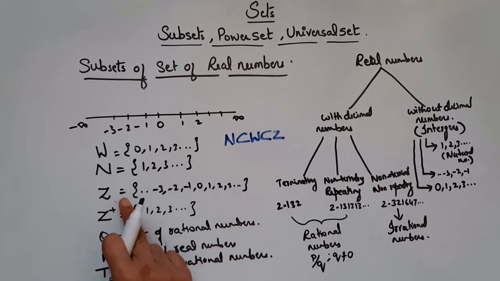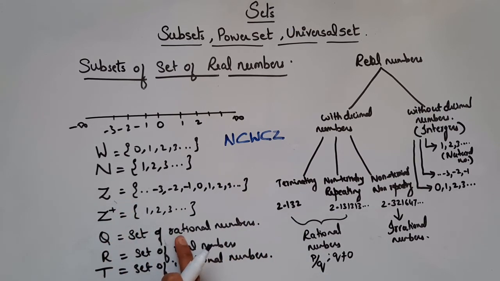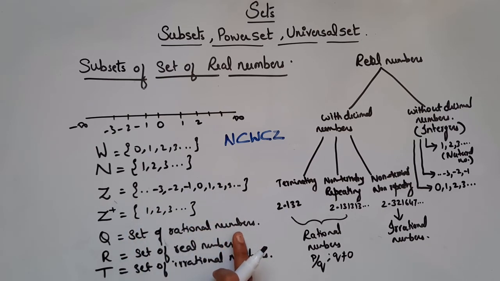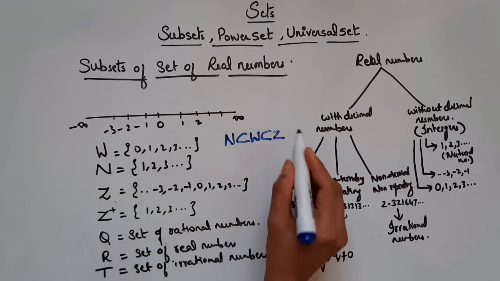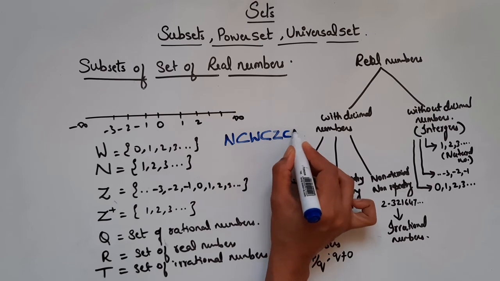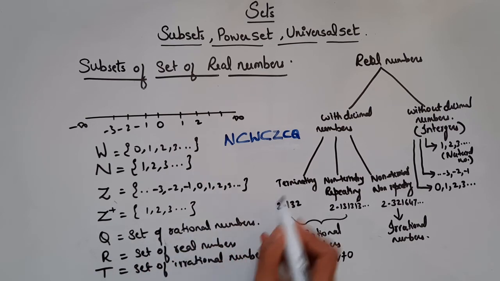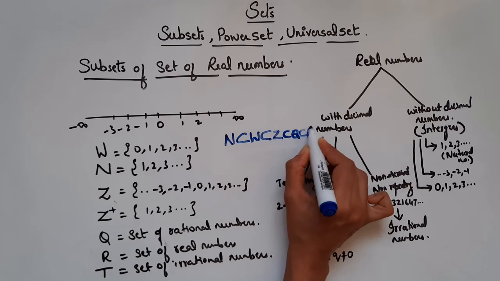Now if you see, Z is a subset of rational numbers. We know rational numbers are of the form p by q. All the numbers in Z can be written in the form of p by q. That means these numbers are included in this set. So therefore we can say Z is a subset of Q, right? And Q is a subset of real numbers. All the numbers of rational numbers are present in the real numbers, right? So therefore we can say Q is a subset of R.